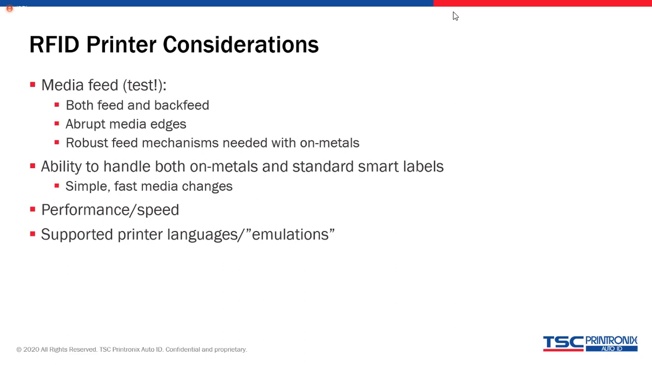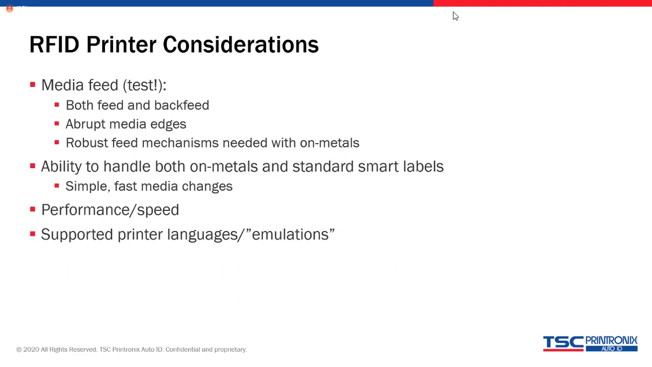Robust feed mechanisms are needed with on-metals. We have 3 RFID printers, and in theory, as you move up the ladder in our product lineup, those feed mechanisms get more robust and more tolerant. So if you're working with a very difficult tag construction, the physical tag, you might need to go with a more expensive printer to handle that physical media feed.